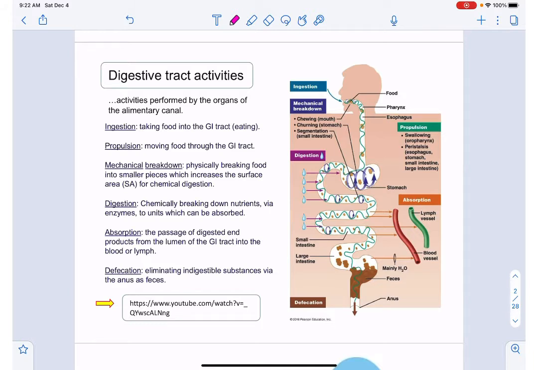Now, as we make our way down through the digestive tract, through the digestive system, we're going to encounter different physiological processes and different types of activities, different things that are going on. And pretty much all of those can be categorized into one of the following. So these are the different digestive tract activities that we are going to encounter as we go through the digestive system. So let's take a look at those.